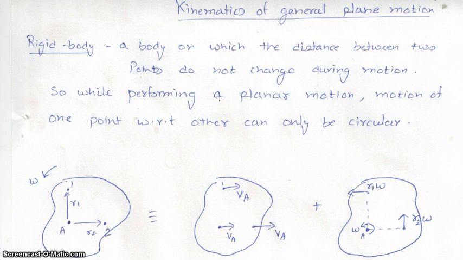While performing a planar motion, the motion of one point with respect to another can only be circular motion. So if I sit at one point, let's say A, points 1 and 2 will appear to move around A in circles of radius r1 and r2 respectively, with the same angular velocity, which is the angular velocity of the body.